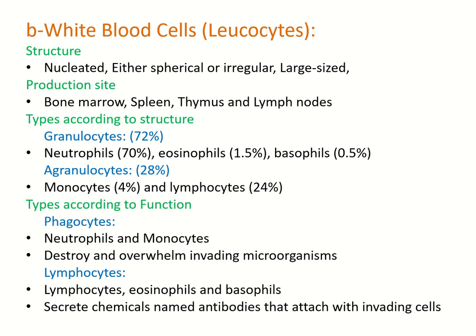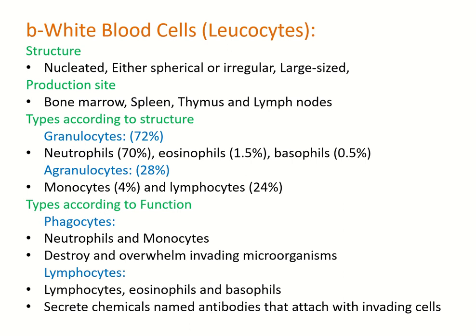WBCs, white blood cells, also called leukocytes. It means no color is found within them. These are either spherical or irregular in shape. These are nucleated cells and they are larger than RBCs. Also, they are produced within bone marrow. Also, they can be produced within the spleen, thymus and lymph nodes.